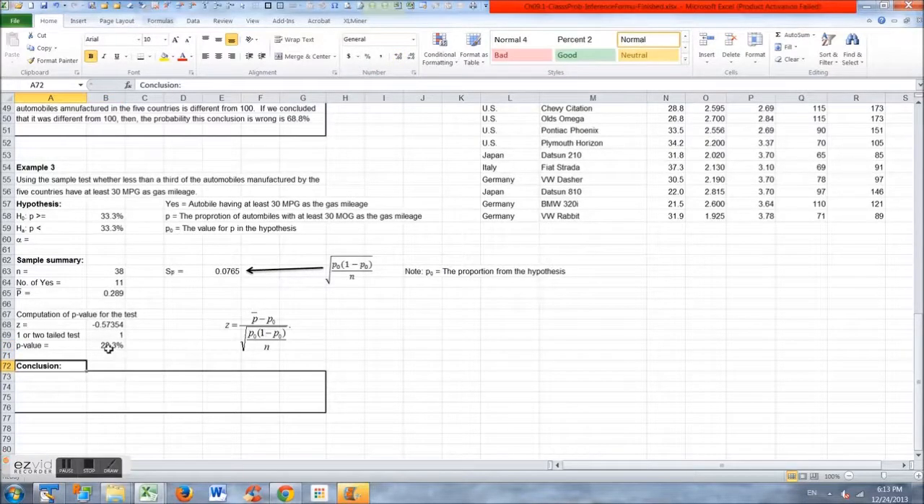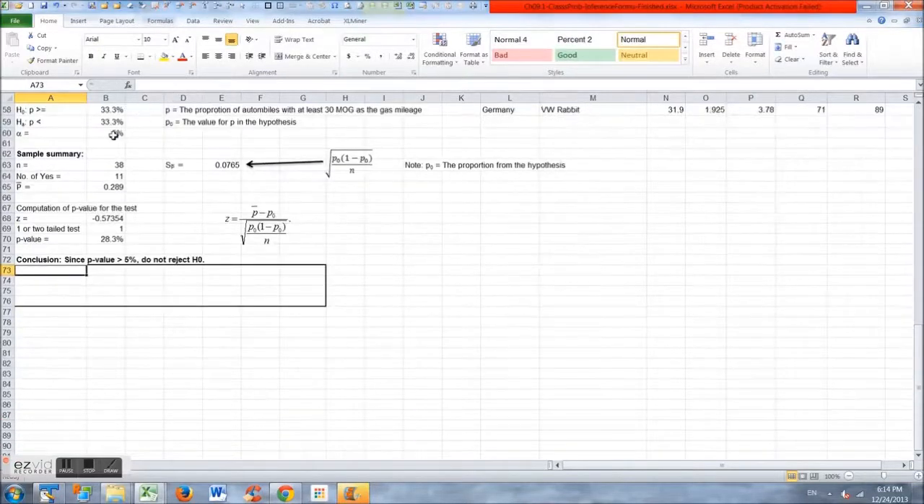Now we are ready to make a conclusion, and for that we need an alpha value. When it is not given, we assume an alpha of 5%. That's the default value. Now you can say since P value is greater than 5%, we cannot reject. So we say we do not reject H sub 0.